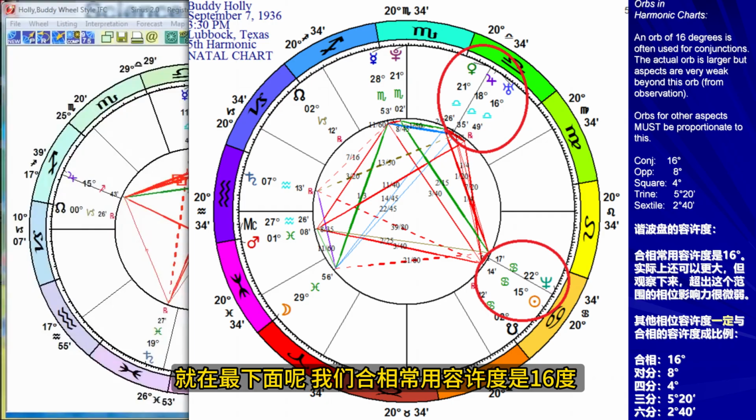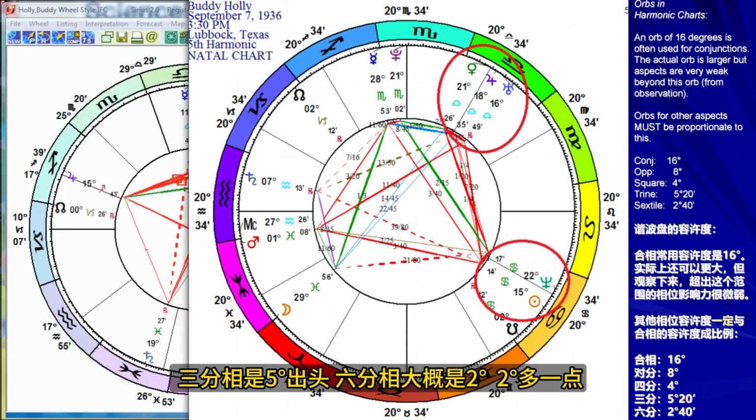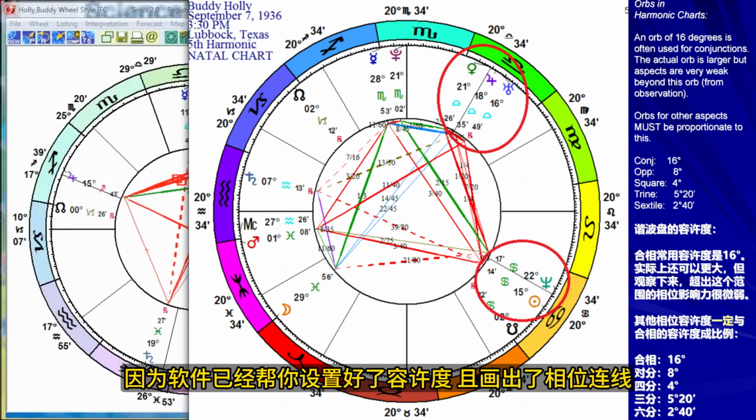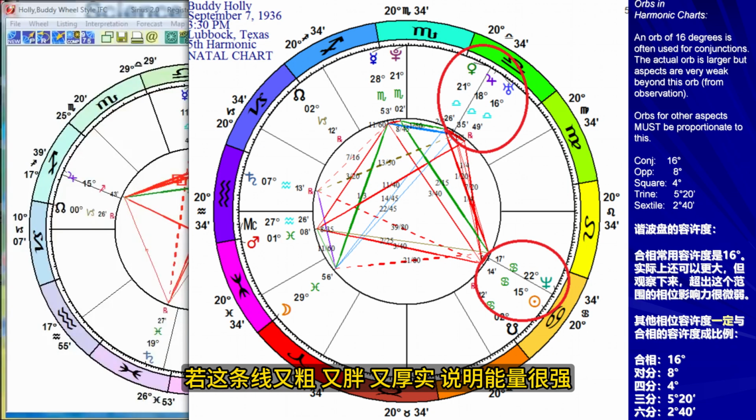We allow a 16-degree orb for conjunctions, half for oppositions, which is 8, 4 degrees for square. It comes out to a little over 5 degrees for trine, a little over 2.5 degrees for sextile. That's the allowable orb. All of that's taken care of for you if you have software set to these orbs and draws the lines in. Then you can just look at the lines, and you don't have to go through lists of numbers. If you see a line there and the line is thin, then it's within orb, but thin means it's weaker. And if it's big and fat and thick, then you know it's stronger.